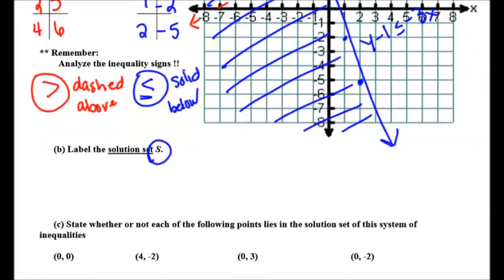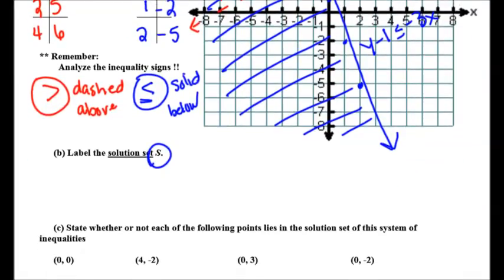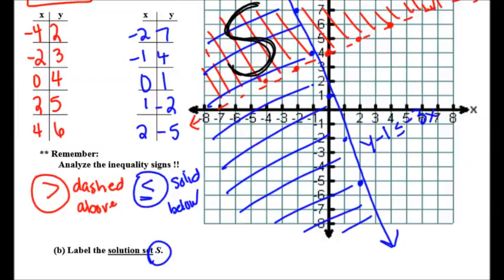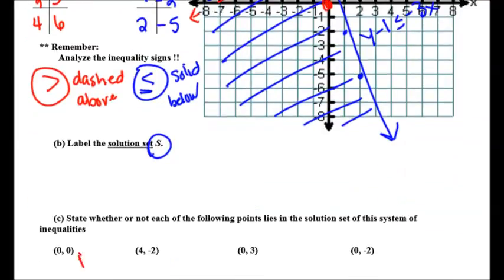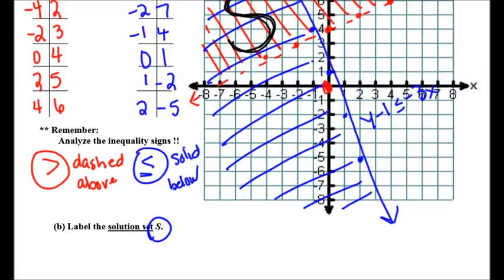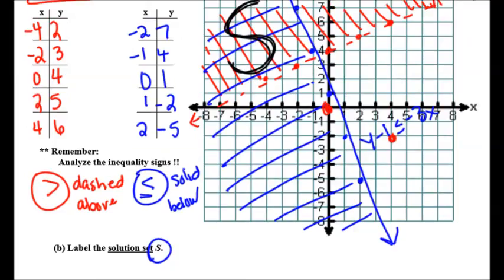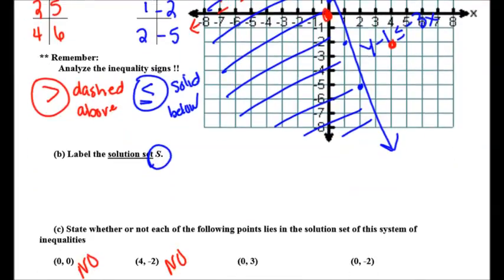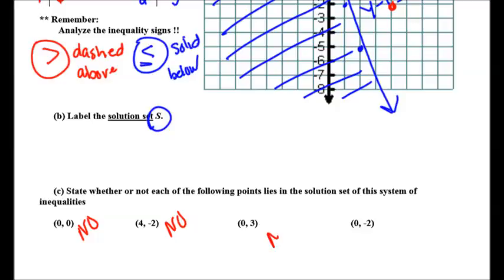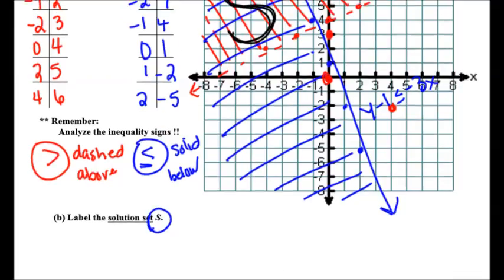Now we have to decide if these points are in the solution set. (0, 0). Is that in the solution? No. (4, -2)? No. (0, 3)? No. (0, -2) is also no.